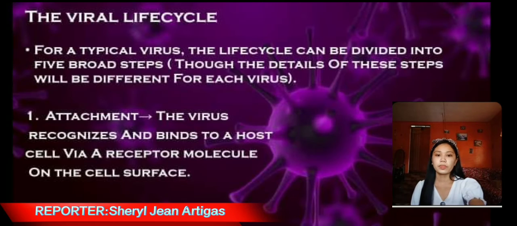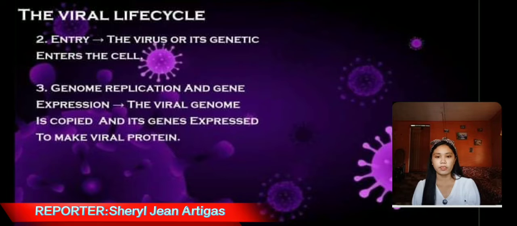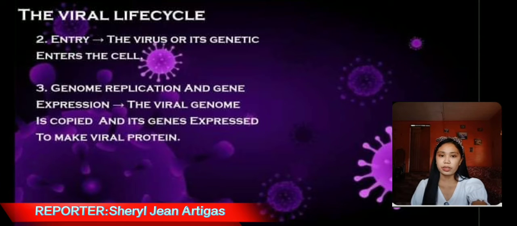Next is the viral life cycle. For a typical virus, the life cycle can be divided into 5 broad steps. First is the attachment. The virus recognizes and binds to a host cell via a receptor molecule on the cell's surface. Next is the entry. The virus enters the cell with its genetic material.